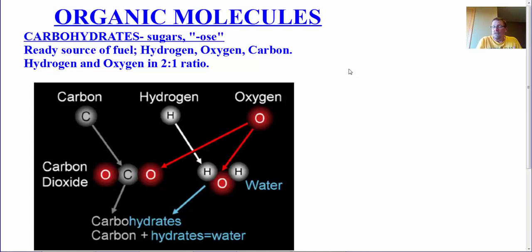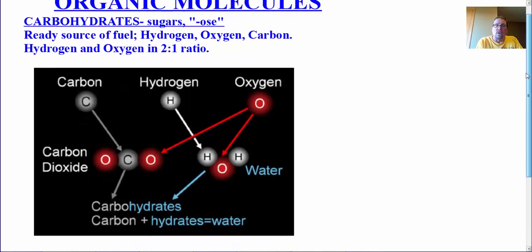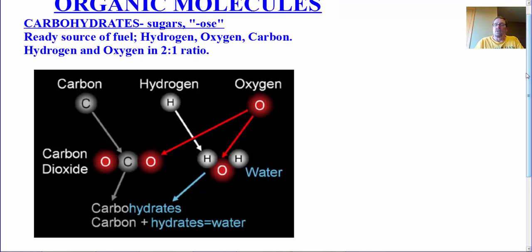source. They're not the best one. The best energy comes from fats, but they're the easiest to break down. And that's why glucose is number one. But it's not their only function. It is their main function, but as with most of these organic molecules, there's other functions that they do.